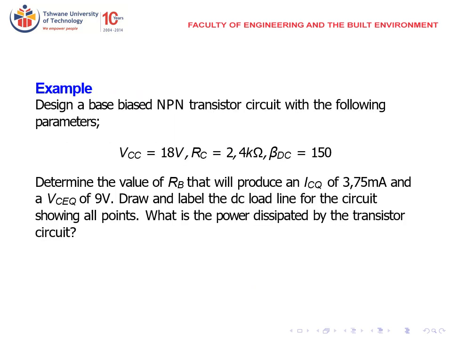Example: design a base bias NPN transistor circuit with the following parameters: VCC equals 18 volts, RC equals 2.4 kilo ohms, and beta DC equals 150. Determine the value of RB that will produce an ICQ of 3.75 milliamperes and VCEQ of 9 volts. Draw and label the DC load line for the circuit showing all the points. What is the power dissipated by the transistor?